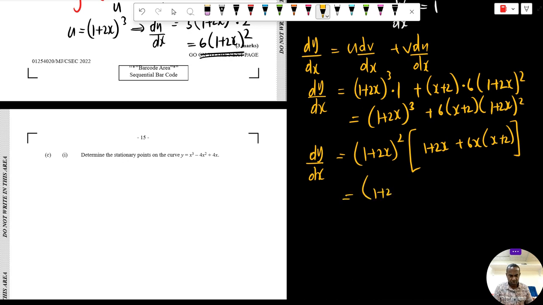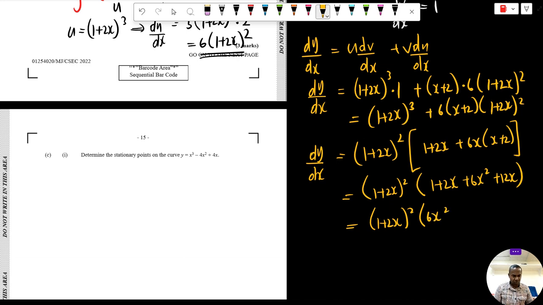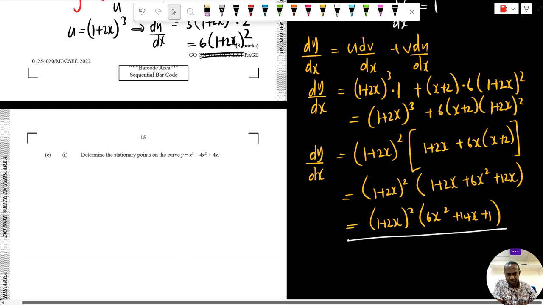So we have 1 plus 2x squared. And this is now going to give us 1 plus 2x plus 6x squared plus 12x. And so this gives us 1 plus 2x squared times 6x squared plus 14x plus 1. And that is the final version of the derivative of this particular product. Okay? So that's that part there.